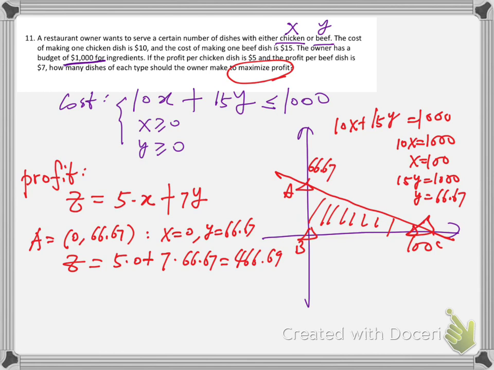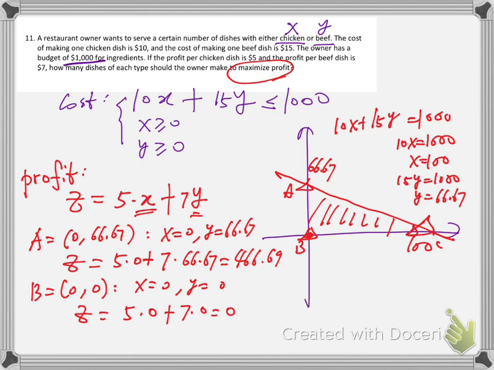And then for the next one, point B is the origin here, the center, 0, 0. So in most cases you can skip that, because if they are 0, Z will be 0, right? You know it won't be the maximum. You didn't do anything, right? 0 fish, 0 chicken, 0 beef. So X is 0, Y is 0. So Z is 5 times 0 plus 7 times 0, which is 0. Let's look at C.